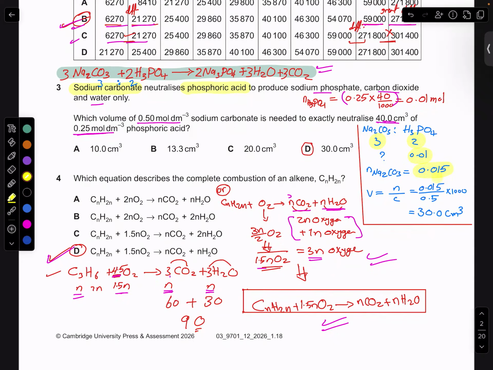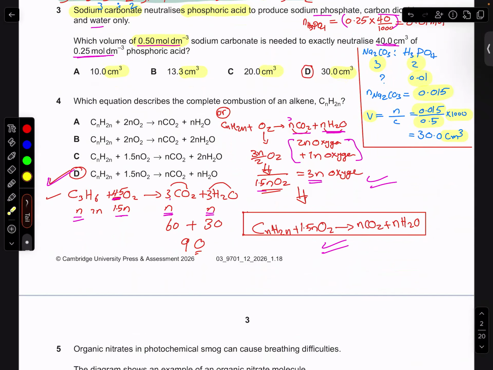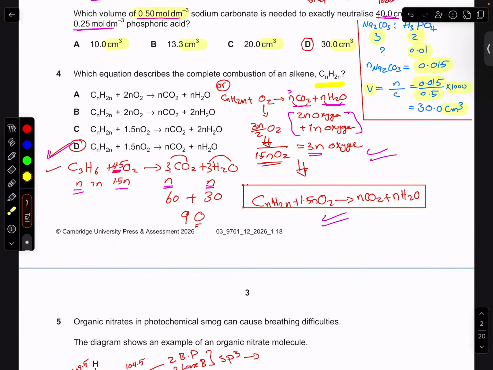Since we have the number of moles of sodium carbonate and the concentration of sodium carbonate, we can divide the number of moles by the concentration, times 1000 to change the volume from decimeter cube to centimeter cube, because all the answers here are given in centimeter cube. So the answer will be 30 centimeter cube. Which equation describes the complete combustion of alkene CnH2n?